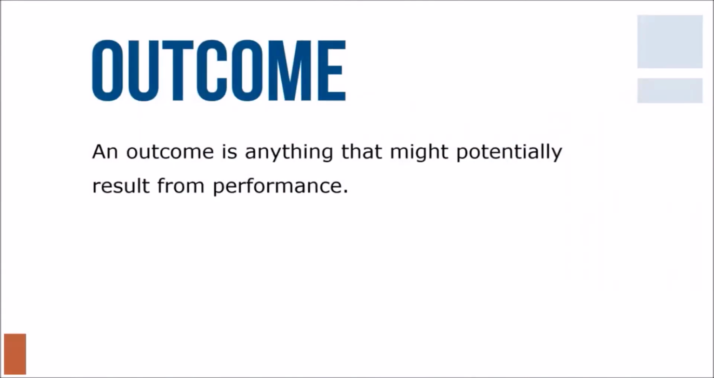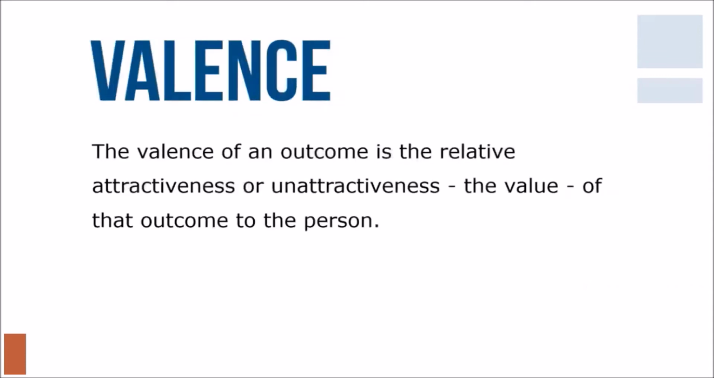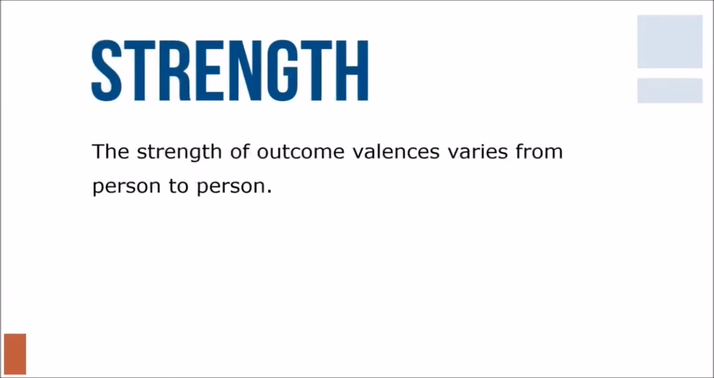An outcome is anything that might potentially result from performance. High performance conceivably might produce such outcomes as a pay raise, a promotion, recognition from the boss, fatigue, stress, less time to rest, among others. The valence of the outcome is the relative attractiveness or unattractiveness, the value of the outcome to the person. Pay raises, promotions, and recognition might all have positive valences, whereas fatigue, stress, and less time and rest might have negative valence. The strength of outcome valences varies from person to person. Work-related stress may be a significant negative factor for one person, but only a slight annoyance to another.